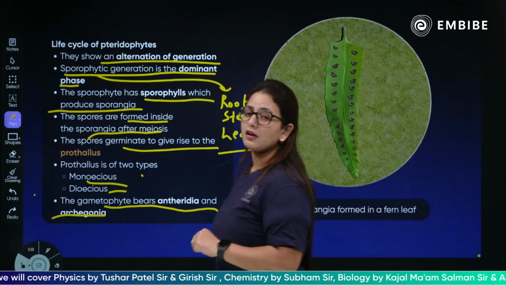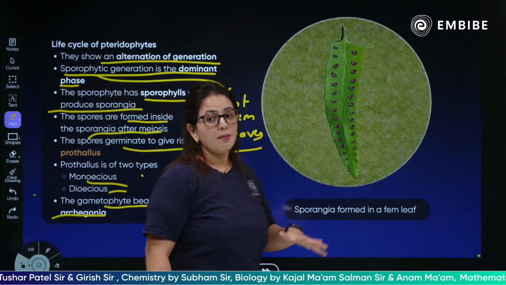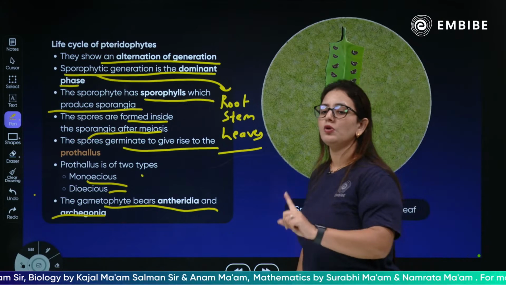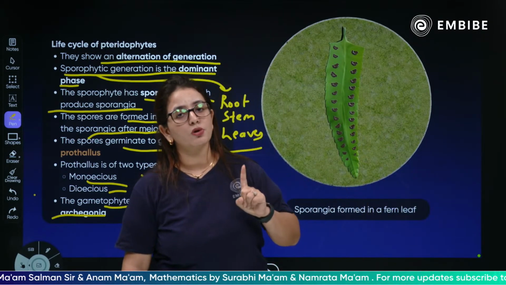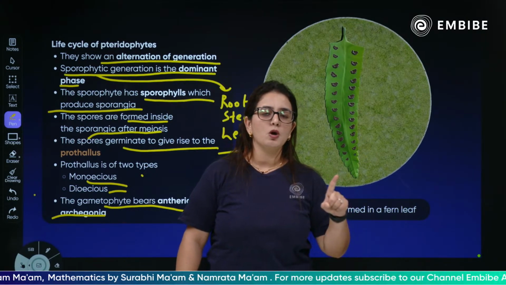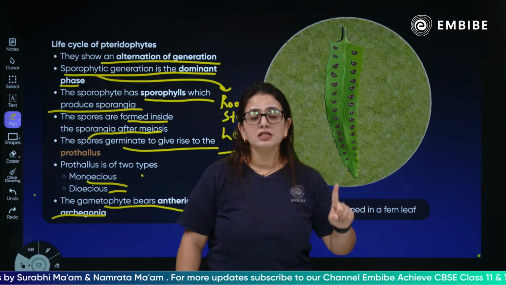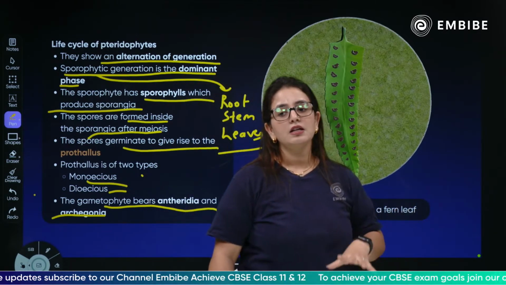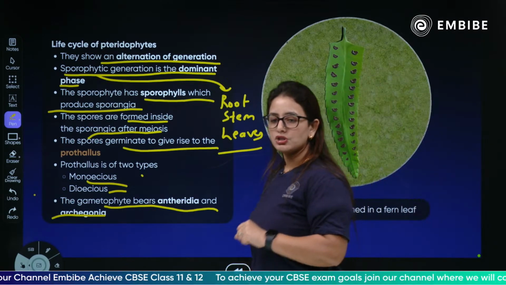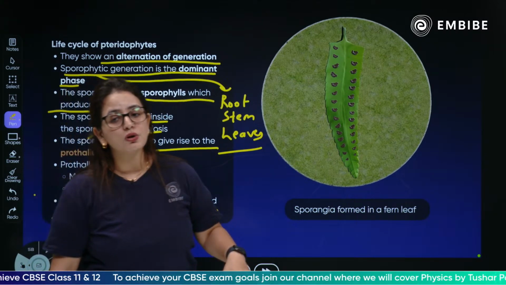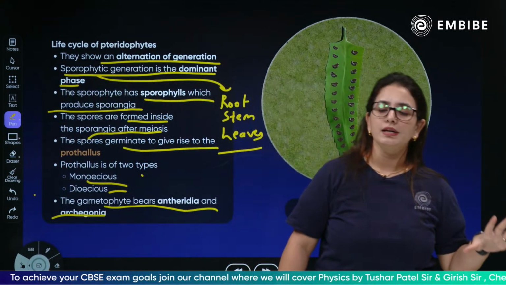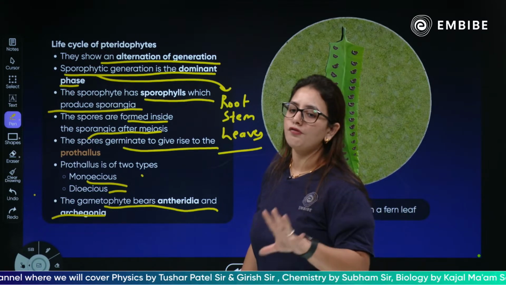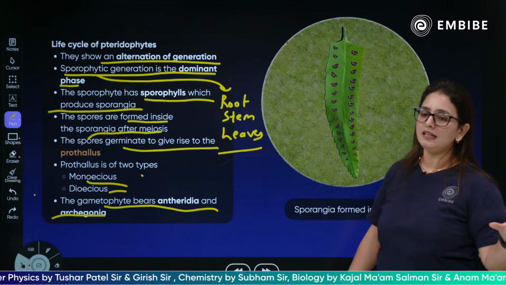So, talking about the life cycle of pteridophytes, they show alternation of generation. But the sporophytic phase, where the body is divided into root, stem and leaves, is dominant. These sporophytes have sporophylls on their body which contain sporangia. The sporangia undergo meiosis and create spores. The spore develops into a prothallus, which is a gametophyte. It could be monoecious or dioecious, having both antheridia and archegonia, or only archegonia or only antheridia. Antheridia are male while archegonia are female. Clear? So, this is the life cycle of the pteridophytes.